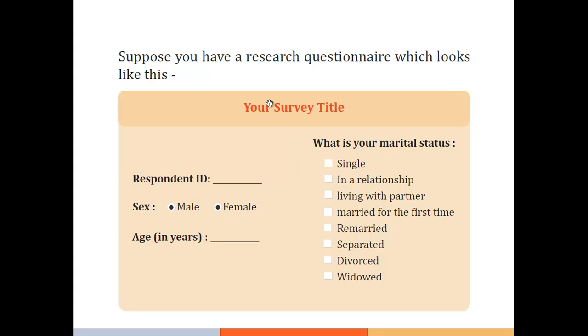Thirdly, your question may ask the respondent's age. Asking age may have several ways, but to keep it simple, here we have used one method, just to put the age in years, and that is it. Fourthly, your question may ask the respondent's marital status, and here you will have several options which are single, in a relationship, living with partner, married for the first time, remarried, separated, divorced or widowed.